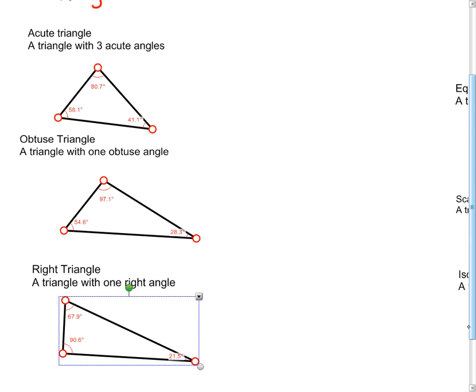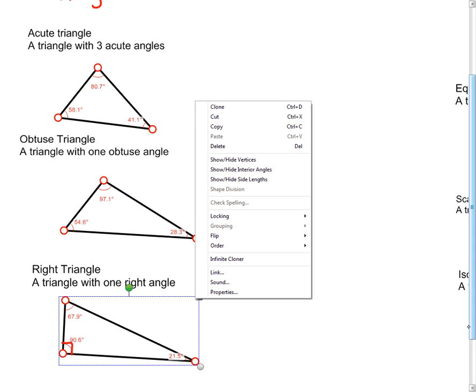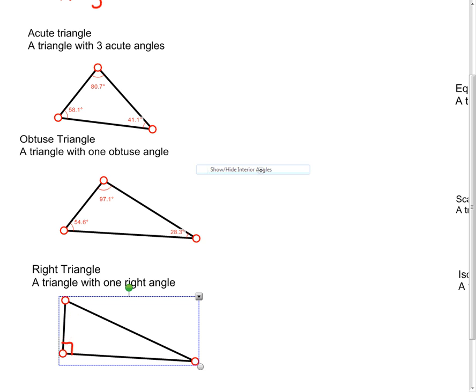I could make it exactly a right angle by putting that little mark in there, maybe hiding the angles so you don't know that it's really not exactly 90 degrees. But if I do it like that, now you know it's exactly 90 degrees because I'm telling you with that symbol.